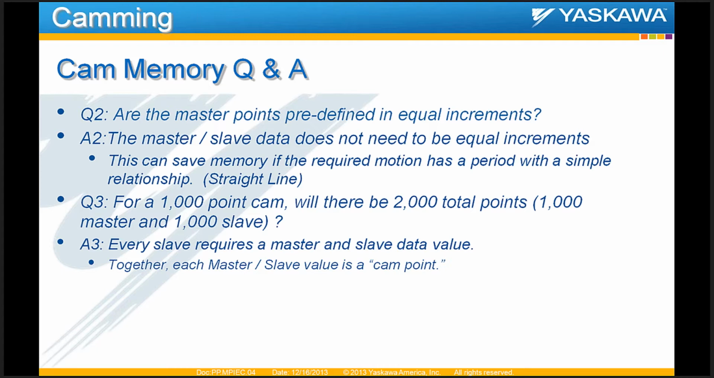So question 3, for a 1,000 point cam, is there really 2,000 total points? And that's just the way it's worded, or I guess the question, the way it's worded, is not totally correct, because every slave requires a master and slave data value, and we typically consider that master-slave pair a cam point. So really, for answering question 3, if you tried to have 1,000 detail points in a cam, yes, there would be 2,000 values. Whether it's a CSV or whether it's a binary file in the SRAM, really got to consider that you always have a master and slave together.